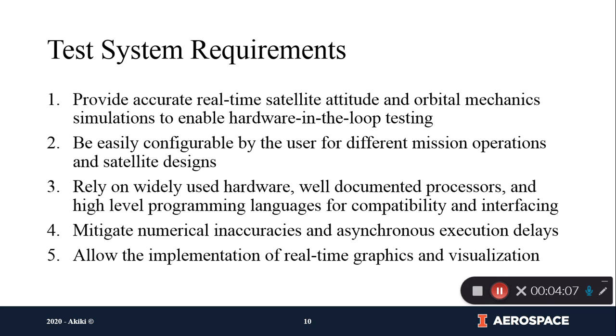We want to make sure that CLASS relies on widely used hardware, well-documented processors, and programming languages which make it compatible with any type of hardware components or interfaces, especially when testing the satellite subsystem. We also want to mitigate any numerical inaccuracies, especially in the software that is being executed in CLASS. We want to make sure that that software is synchronized with the satellite subsystem being tested. And the fifth requirement we set is that we want to allow the implementation of real-time graphics and visualization during test, which is always a useful tool.